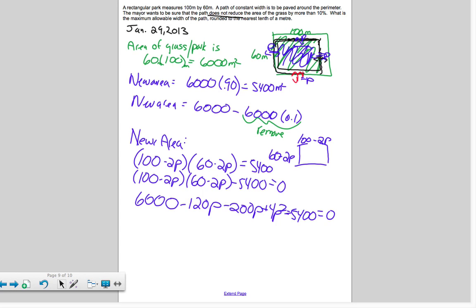Okay, so if I simplify this, how many p squares do I have? One. Just one term, which is just 4p squared. Then I simplify the p's: negative 320p. And finally, 6,000 minus 5,400 gives us 600. So 4p squared minus 320p plus 600 is equal to 0.